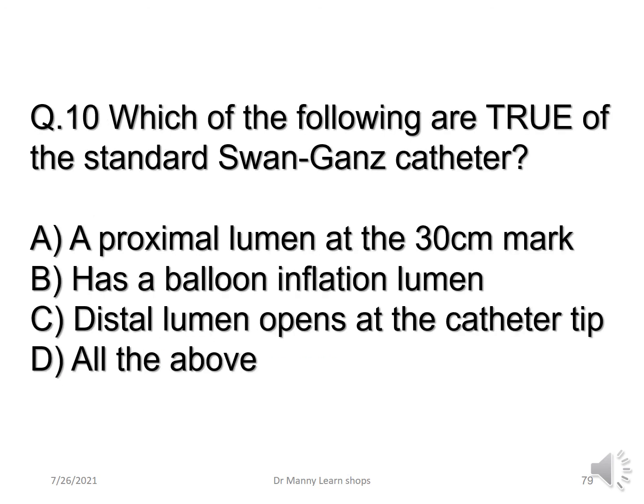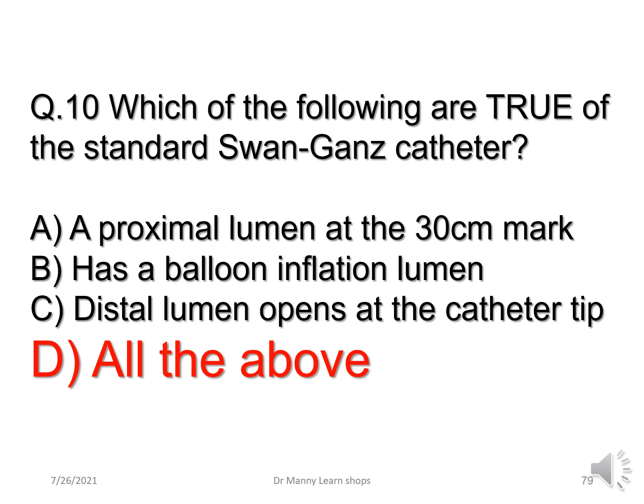Which of the following are true of the standard SWAN GANZ catheter? It has a proximal lumen at the 30 centimeter mark, has a balloon inflation port, the distal lumen opens at the catheter tip. All of the above are true for a standard SWAN GANZ catheter. That's correct, D.